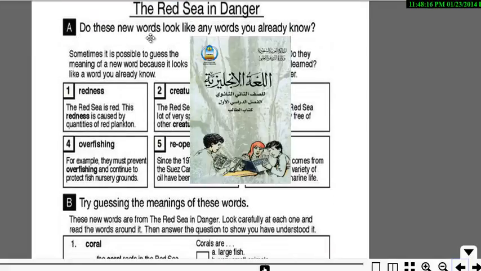Do these new words look like any words you already know? Sometimes it's possible to guess the meaning of a new word because it looks like a word you already know. Look at the following words. Do they look like any words you have learned? Discuss them with your teacher. 1. Redness, creatures, totally, overfishing, reopening, and beauty.